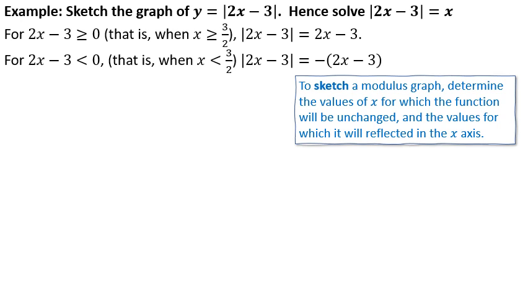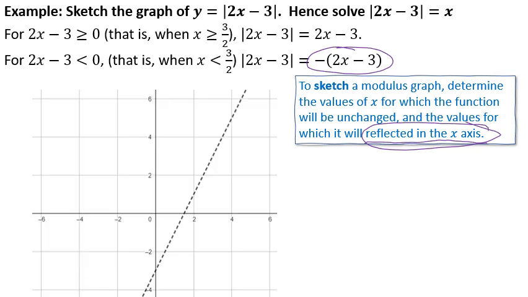In general, what we do is we figure out the values of x for which the function is unchanged, and the values for x for which it will be reflected in the x-axis. You'll see what this means in a moment, but if the function is reflected in the x-axis, that's equivalent to sticking a minus sign in front of the whole thing. Positive values would end up being negative if you put a minus sign in front. In our case, we're actually just putting a minus sign in front of something which is already negative, which reflects it above the x-axis. So here is the line y equals 2x minus 3.